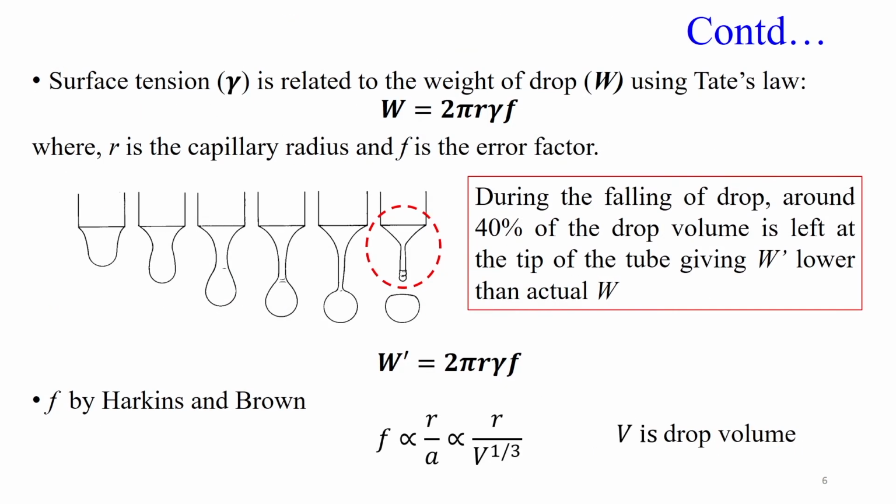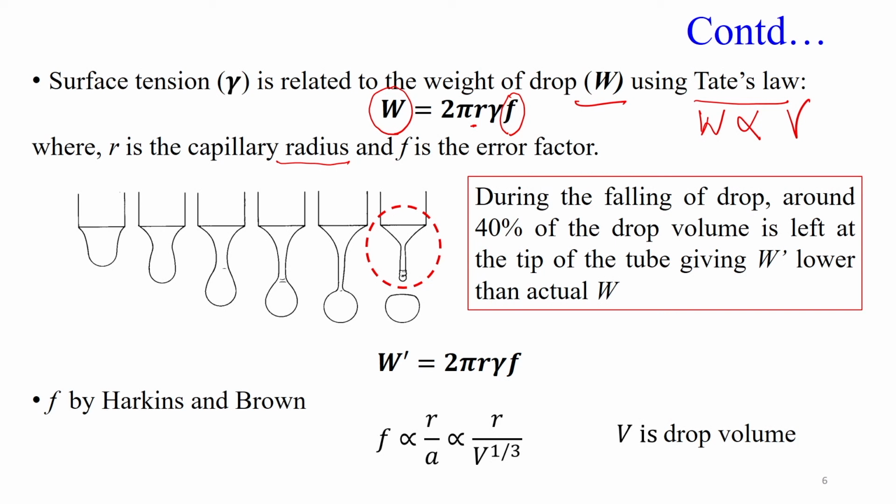Once the weight of a particular drop, W, is known, then we can calculate the surface tension using Tate's law, which says that the weight of a drop is directly proportional to the surface tension. Here R is the capillary radius, and again you see there is an extra term called F. F is known as the error factor or the correction factor.